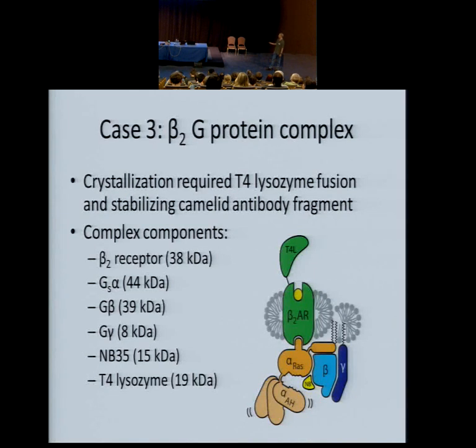He also included a nanobody, which is a small antibody fragment, a single Ig domain antibody fragment derived from a llama, which binds at the interface between the Ras domain of the alpha subunit and the beta subunit. Binding at this interface seems to stabilize the complex and facilitate crystallization. So in total, then, the complex that we're trying to solve consists of 6 components: beta-2 adrenergic receptor bound to an agonist, and the heterotrimeric G protein consisting of alpha, beta, and gamma subunits, and then this nanobody, nanobody 35, and T4 lysozyme.